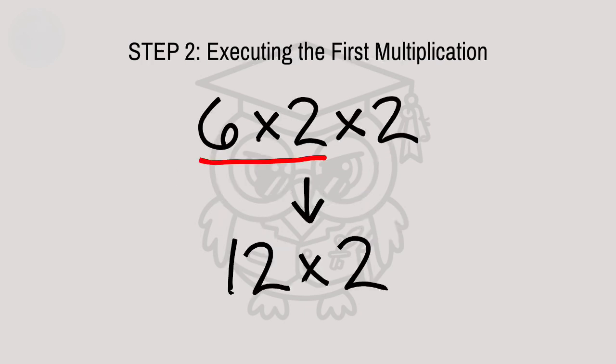Execute the multiplication step on the left. Multiplying 6 by 2 equals 12. Replace the first block with 12, updating our running expression to 12 times 2.